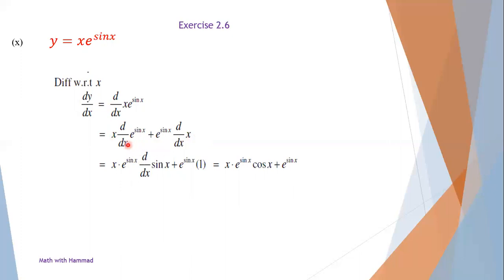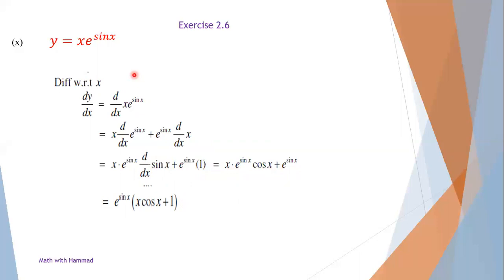The derivative of e raised to power sine x means e raised to power sine x and the derivative of sine x, plus e raised to power sine x and the derivative of x, which is 1. As we know, the derivative of sine x is cos x, so we get x e raised to power sine x into cos x plus e raised to power sine x. Now we can take e raised to power sine x common, so the remaining is e raised to power sine x into (x cos x plus 1), which is our final answer.